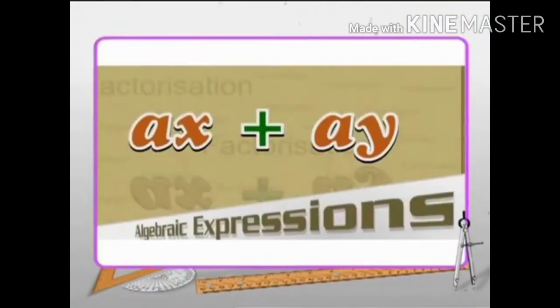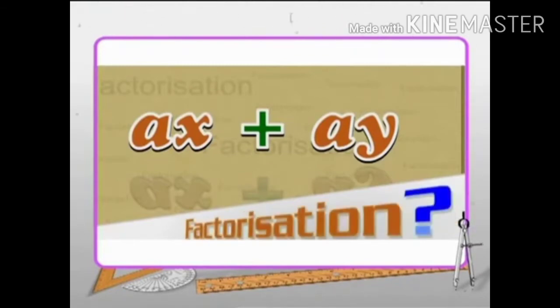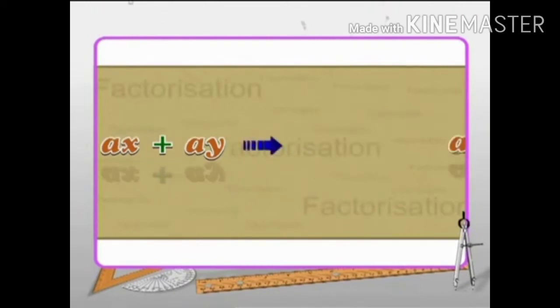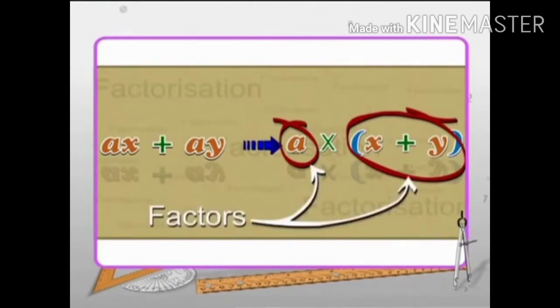You have studied algebraic expressions and arithmetic operations on them. Now let's learn one more operation, factorization of algebraic expressions. Now, what is factorization? Well, the process of writing an algebraic expression as a product of two or more other algebraic expressions, which are called factors of the first algebraic expression, is called factorization.